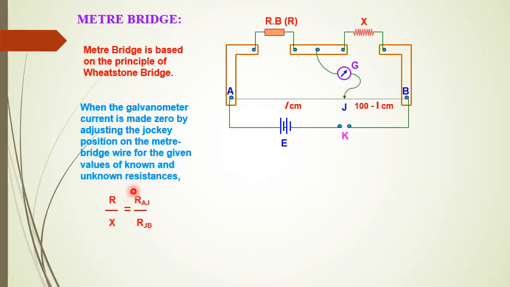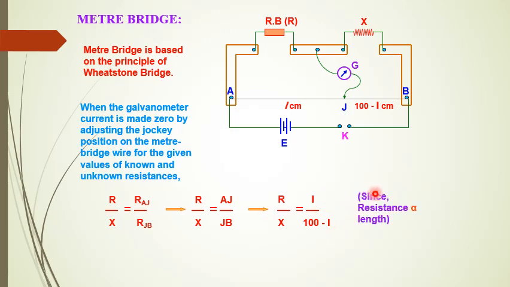R upon X is equal to R_AJ upon R_JB. R upon X can be written as AJ upon JB. AJ is equal to L and JB is equal to 100 minus L, since resistance is proportional to length. Therefore, X is equal to R (100 minus L) upon L.